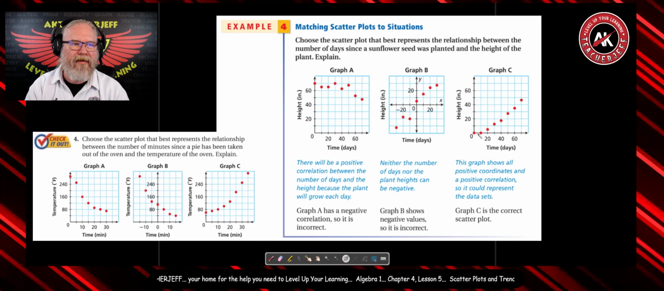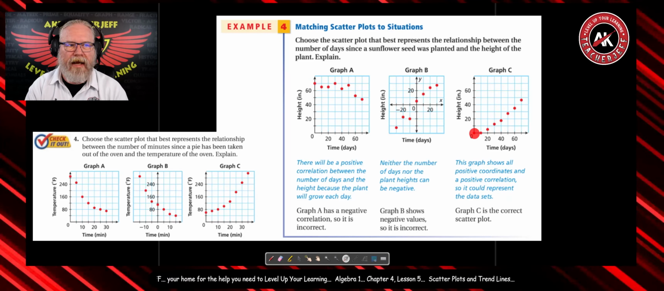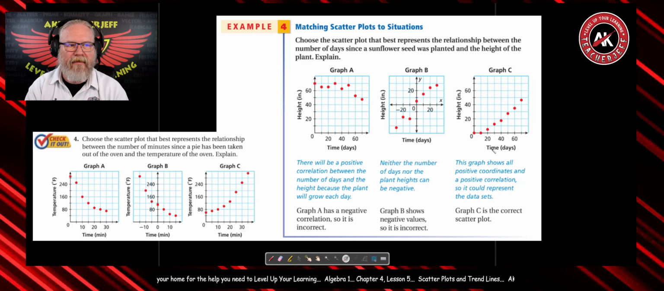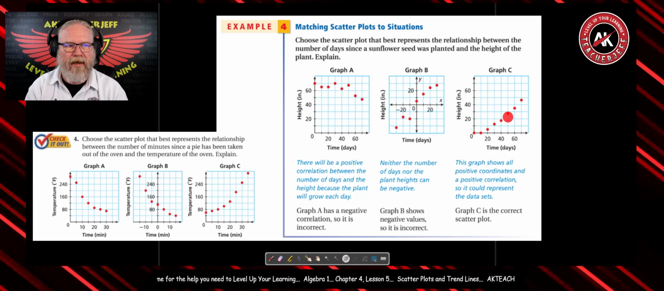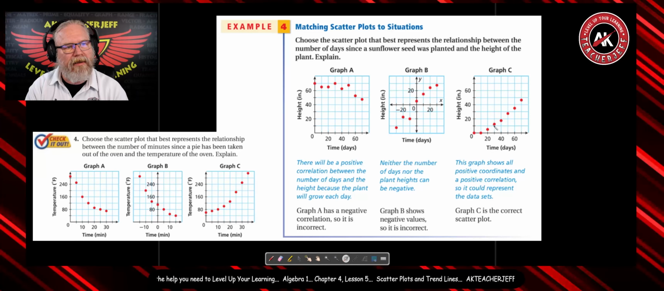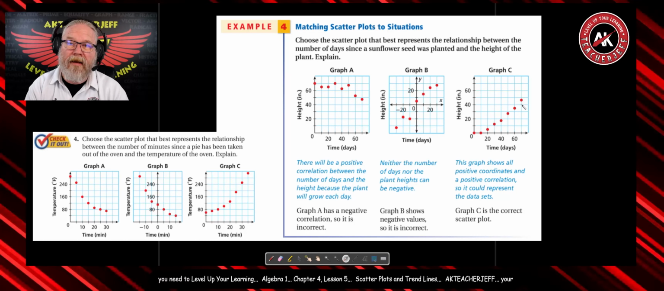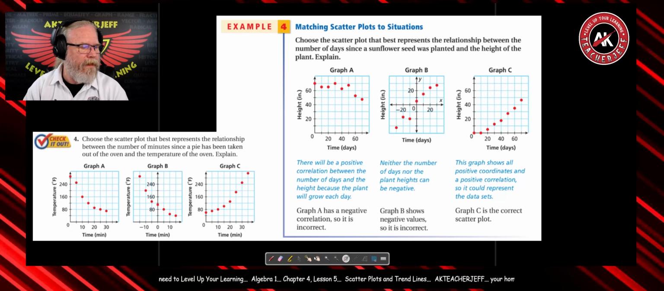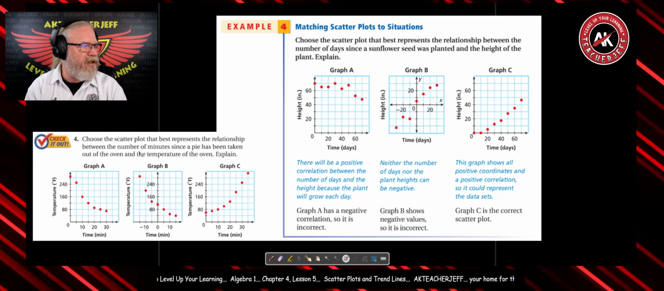And finally, for graph C, we see that we plant it. It has no height at all. It's down in the ground. It sits there for, looks like about 10 days before it finally starts to grow, and then it starts getting taller and taller and taller. You can actually see kind of a curve developing here, might be exponential, but nonetheless, it does look like a positive correlation here.